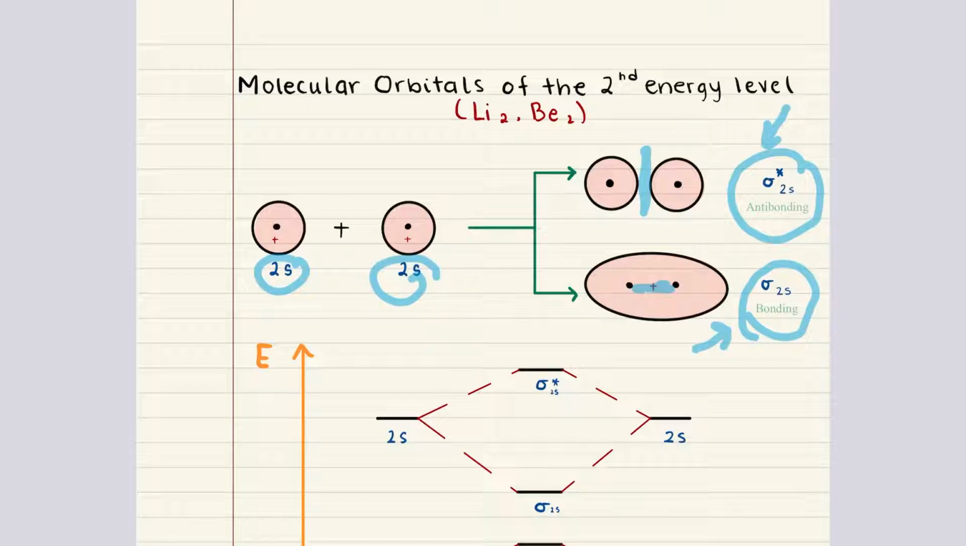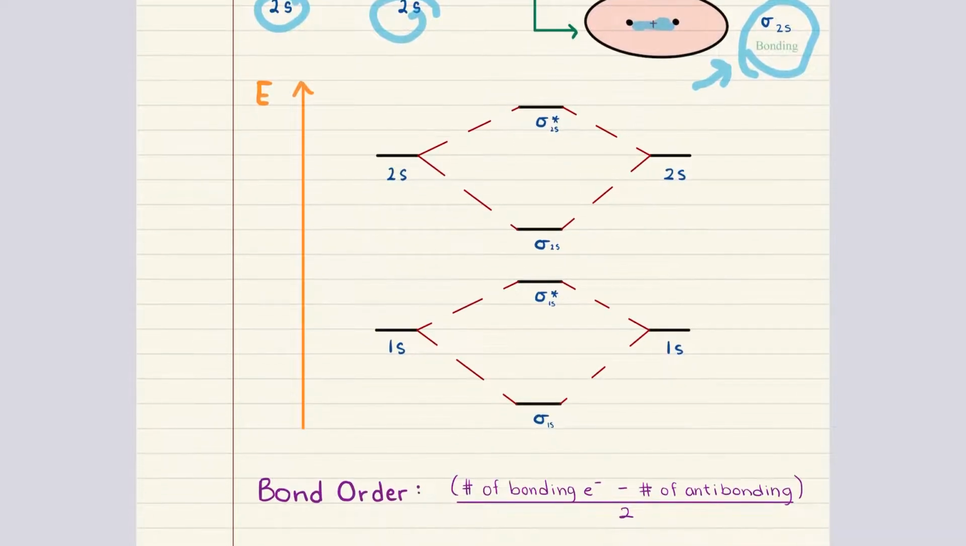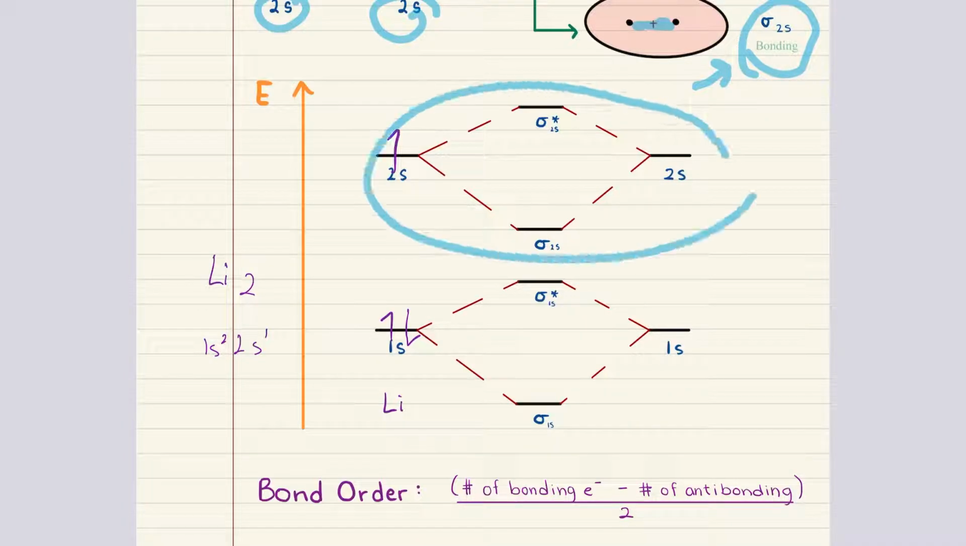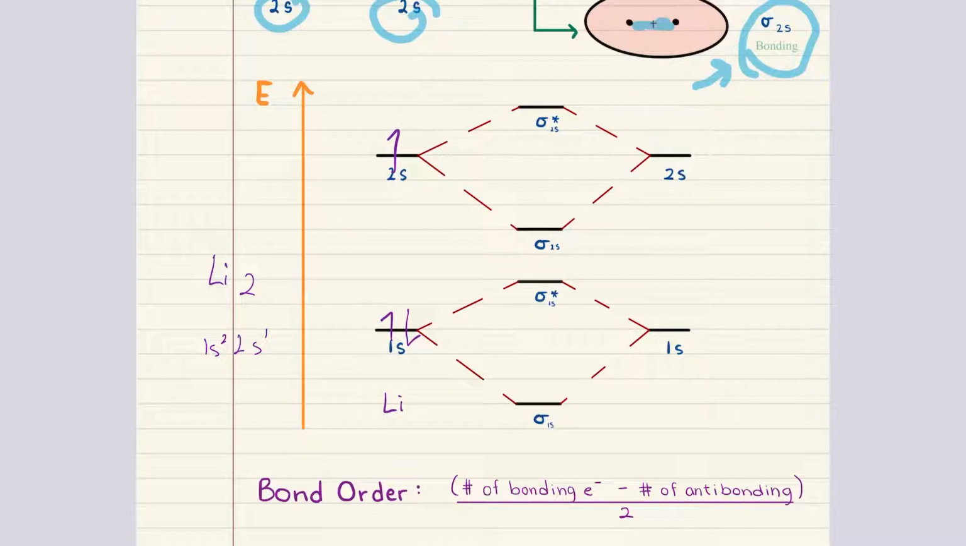Now let's take that information and construct a molecular orbital diagram for dilithium. Since lithium has an electron configuration of 1s2, 2s1, each lithium atom contains both the 1s and 2s atomic orbitals, meaning that each lithium starts with 3 electrons. When we draw the molecular orbital diagram for dilithium, we're going to include both the 1s molecular orbitals and the 2s molecular orbitals to fully represent the system.